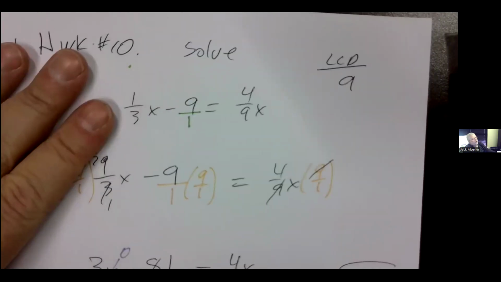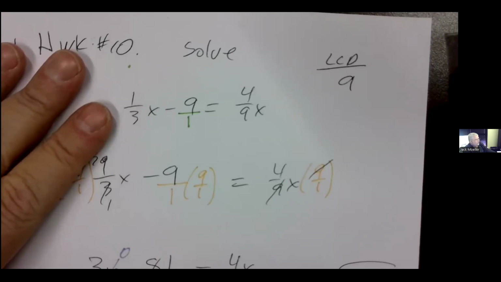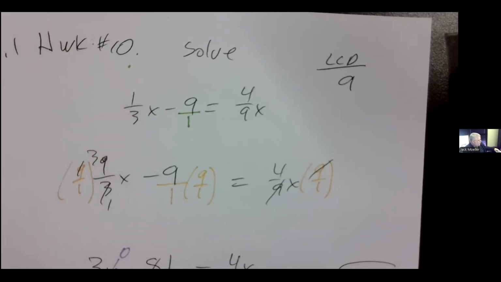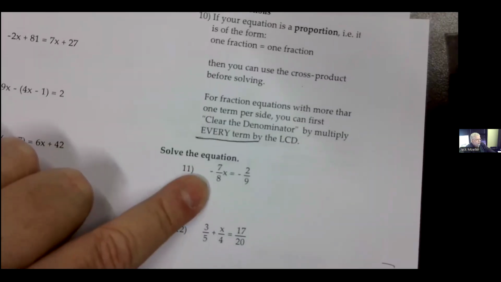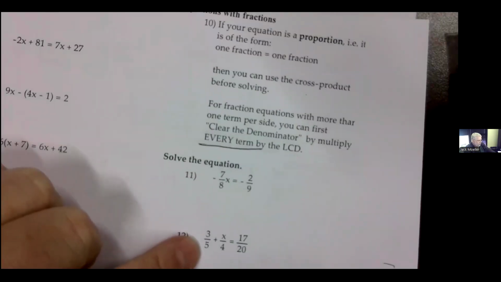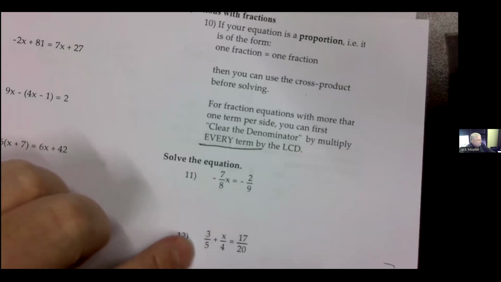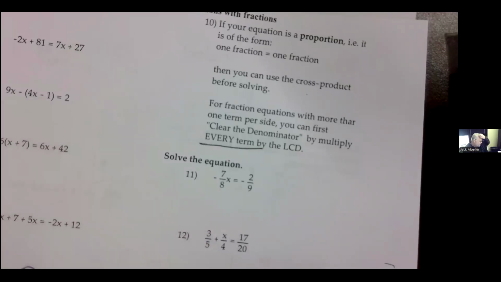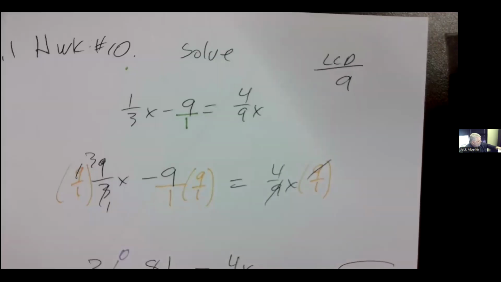That's what you do with equations that have multiple fractions. If it's not a proportion where you can do your cross product, if it's not one of the basic ones where you can do the invert multiply, if there's 3 or 4 fractions, clear the denominator, make your life a little bit simpler. Okay.